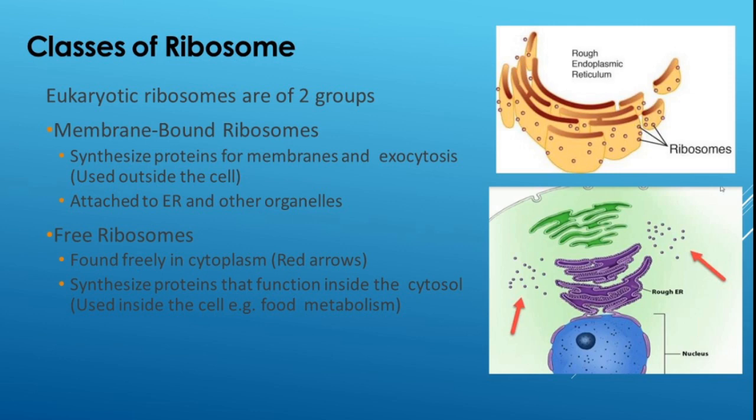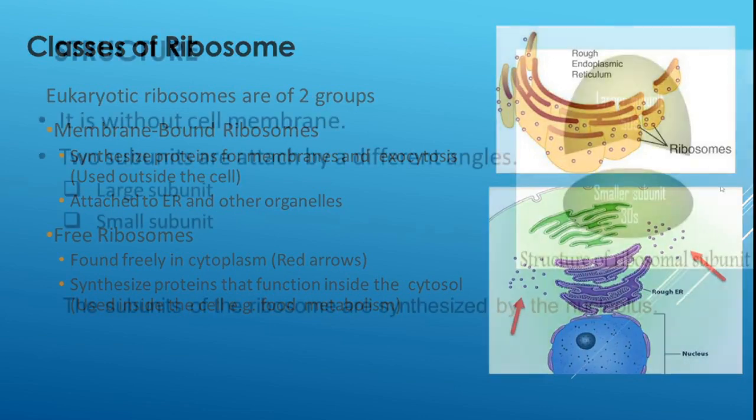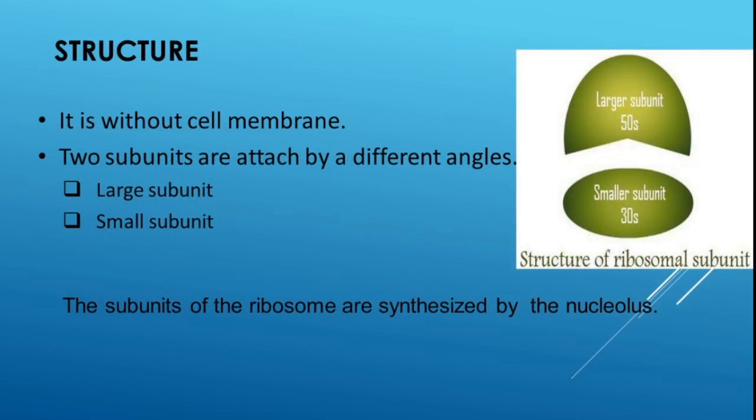Membrane-bound ribosomes are mainly involved in the synthesis of proteins for membranes, and they also help in exocytosis. Free ribosomes synthesize proteins that function inside the cytosol, and they also help in food metabolism. The average sedimentation value of these ribosomes is measured in Svedberg units.